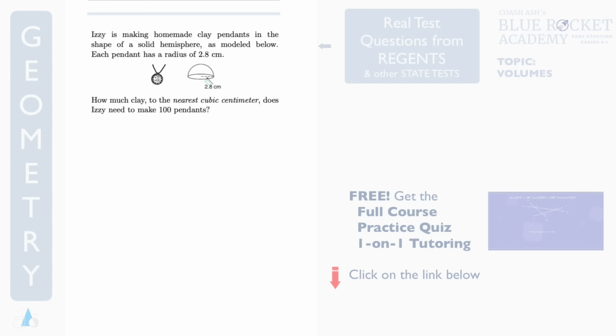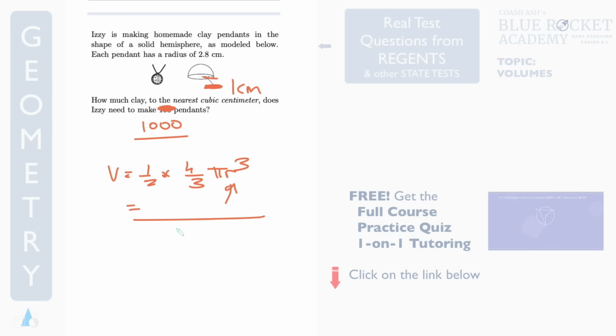Now this is a good practice problem. I will simplify this problem. You want to have the same hemispherical pendant, but instead of having 2.8 centimeters, let's just make it 1 centimeter, and instead of having 100, let's make it 1,000 pendants. So remember, the volume is going to be 1/2 of the volume of the sphere, which is 4 over 3 pi r cubed. So try to plug in r is equal to 1 and find this answer, and then multiply it by 1,000 and see what answer you get. I want to see if you can do this problem, so comment your answers and let's move on.